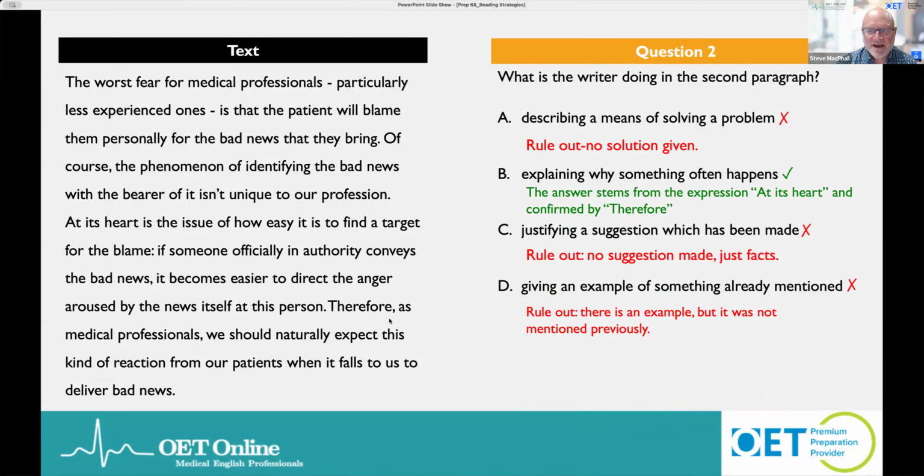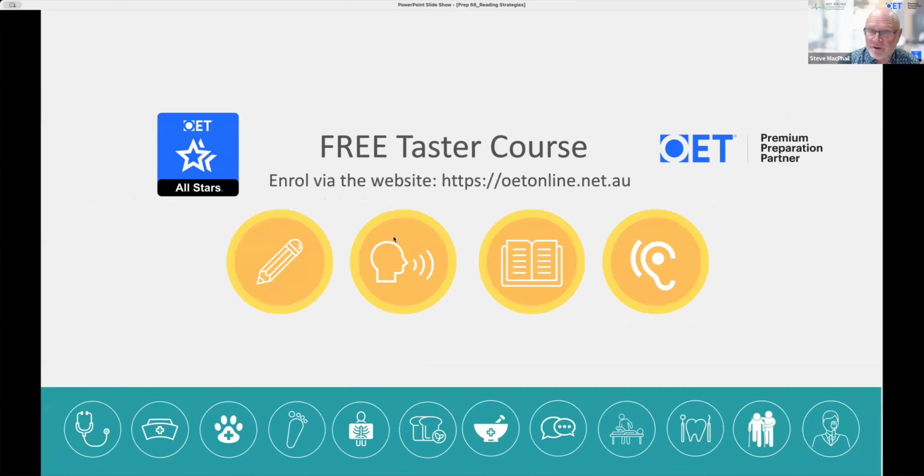And we get it. We look at those expressions, at its heart. Therefore, these are clues that this is the area where the answer can be found. And that's often a hard part of reading, knowing where the answer is. All right. So I've just given you 2 examples here today, everyone, for multiple choice questions. And we've also looked at part A and how to deal with it, with that strategic approach.